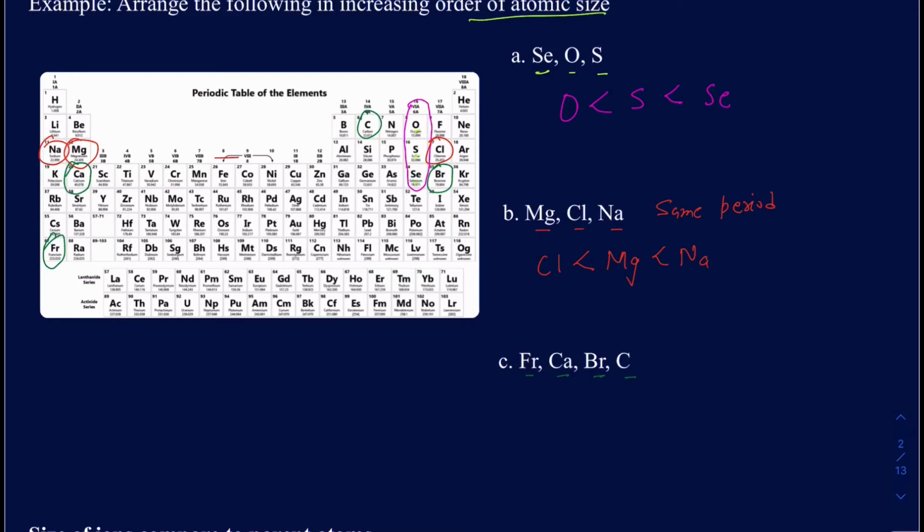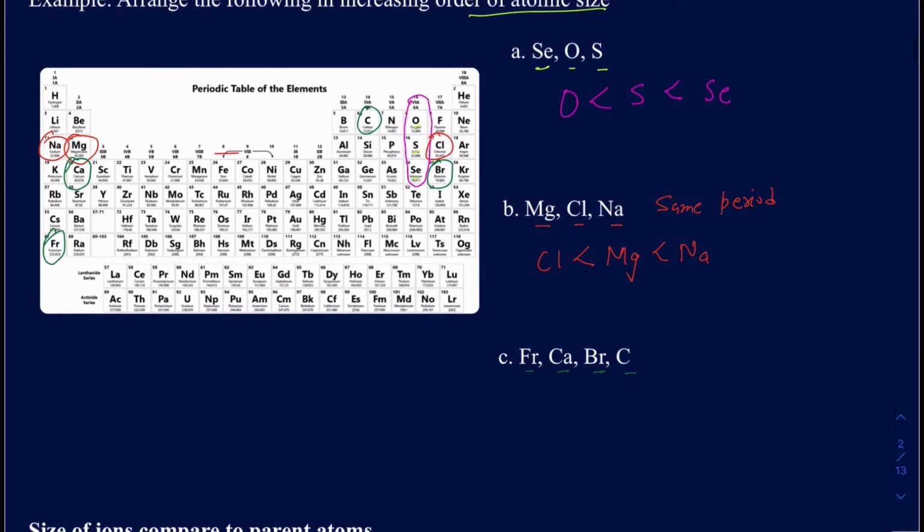So anytime you are going among different periods, your shell is mostly going to dominate. So for example, carbon is in the second period, which means it has only two shells, so that's going to be obviously smallest in size out of the rest of those guys. And then francium being all the way down, that's in period 7 actually. So since it's in period 7, it's got 7 shells around the nucleus, so it's going to be biggest in size. So I can say carbon being the smallest, and then francium is going to be the biggest here.